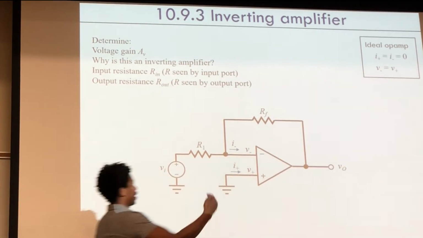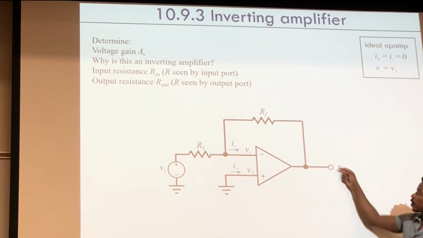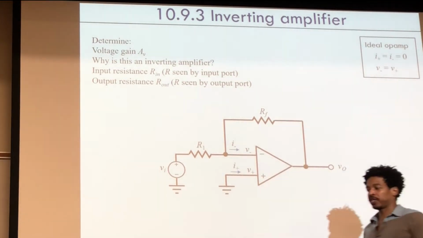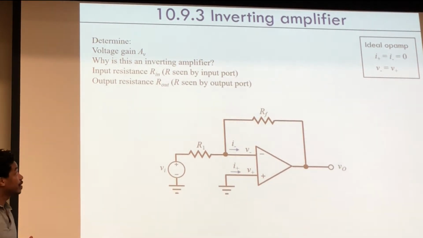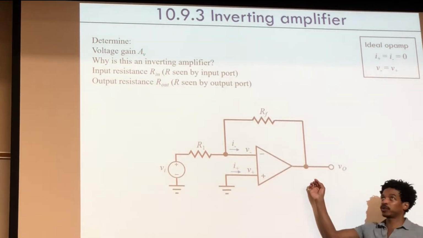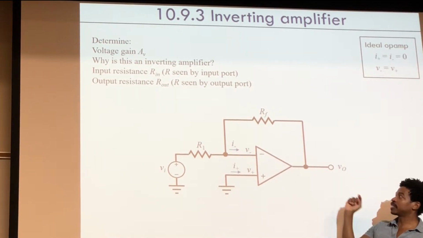What about this way? If we look in this way, and I apply some current going in this direction, or some voltage, what is it going to look like? What resistance do you think you would see? Mostly RF? So that would be true if you didn't have this ground. Yeah, so this is kind of weird.